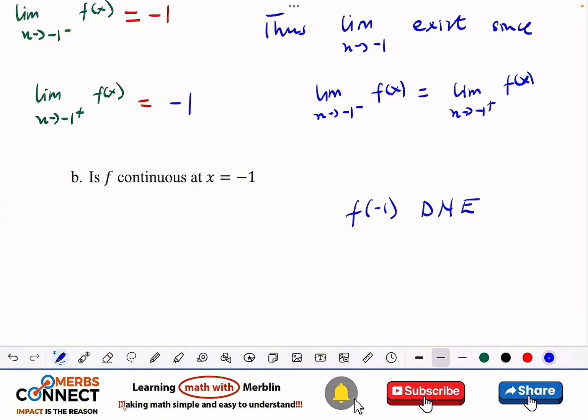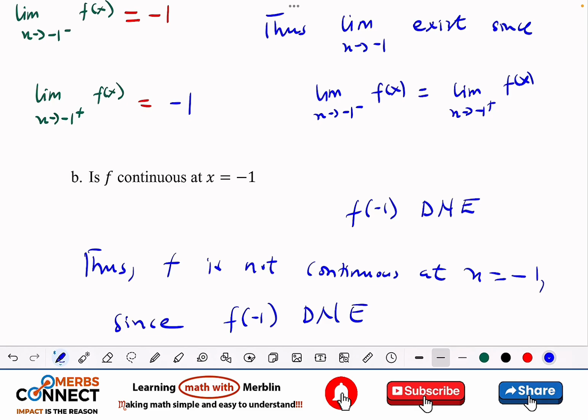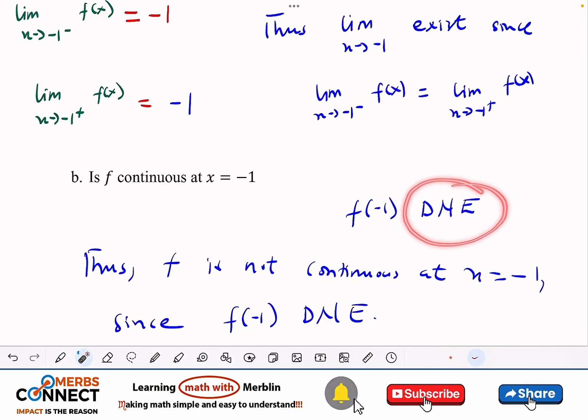This is indeterminate. So we can see that f of -1 does not exist. So hence we can conclude, thus, f is not continuous at x equal to -1, since f of -1 does not exist. Good. So let's assume that this one was in existence.